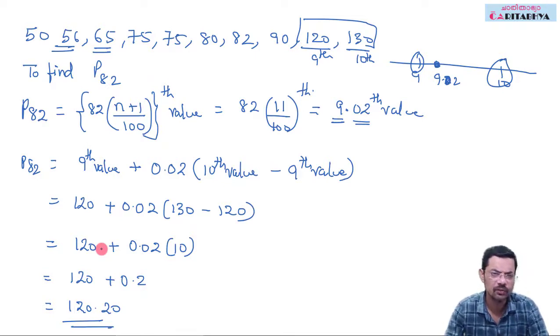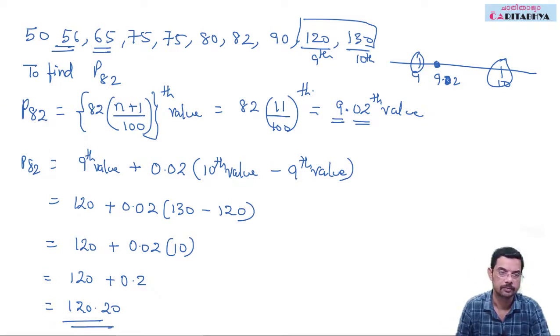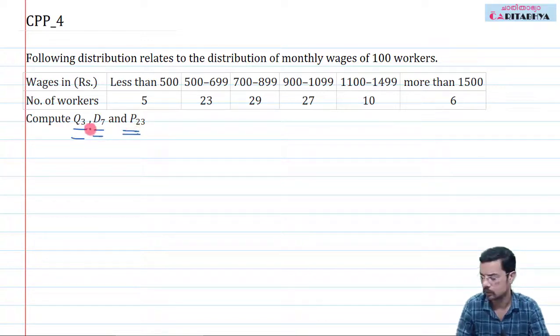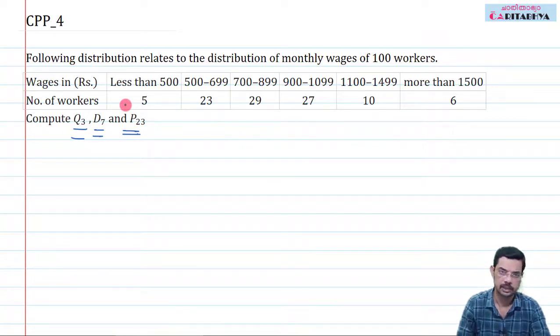Now we shall try to understand how to find out the deciles, percentiles or quartiles using continuous data. Okay, let us consider the following question for continuous frequency distribution. Here we have the following distribution. We need to find the partition values Q3, Q7 and P23. We need to convert this into less than type cumulative frequency distribution. So let us create the less than type cumulative frequency distribution.